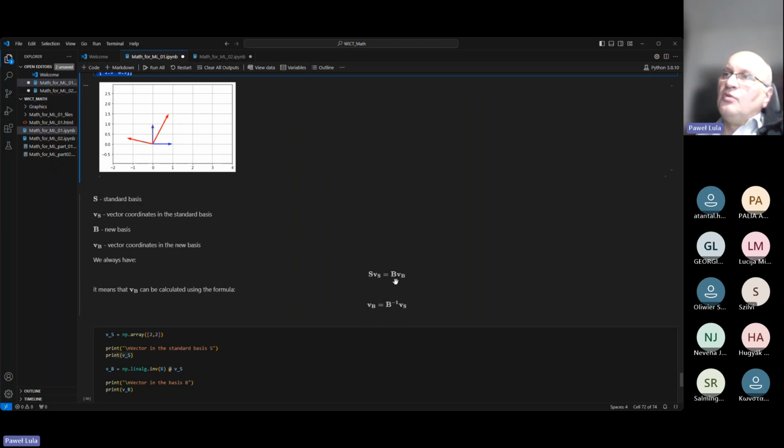So we know B, and we want to calculate this vector VB. It means coordinates of this vector with respect to the basis B. How to calculate it? We should multiply both sides of this equation by the inversion of the B matrix. And then we have inversion of B multiplied by S, but S is a unit matrix.